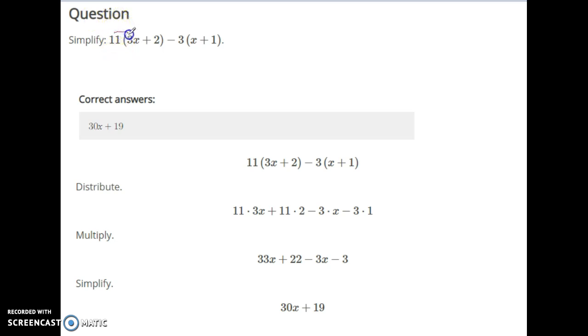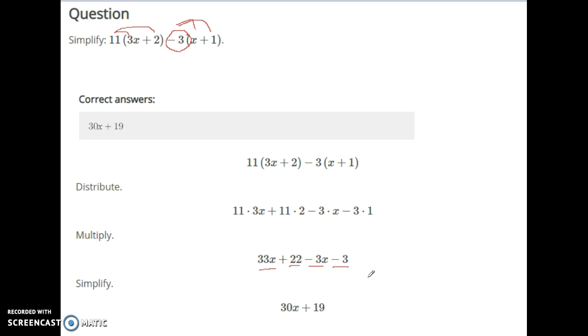You're first going to take the 11 times every term inside of the parentheses. So 11 times 3x is 33x. And 11 times 2 is 22. And then you take that number outside the second parentheses, which we can look at as a negative 3, minus 3. And you're going to multiply that by x, which gives you minus 3 times x. And the negative 3 times the 1 would be negative 3.